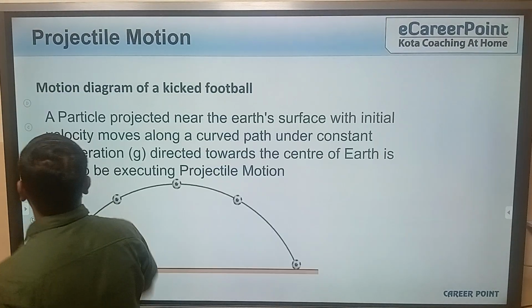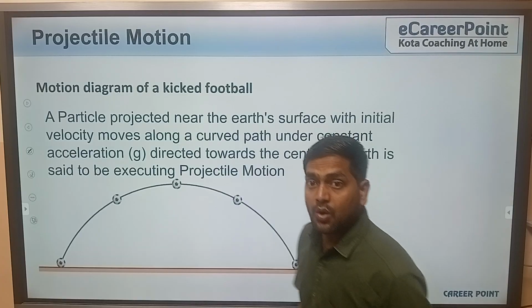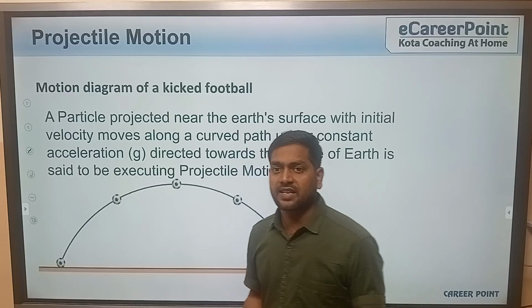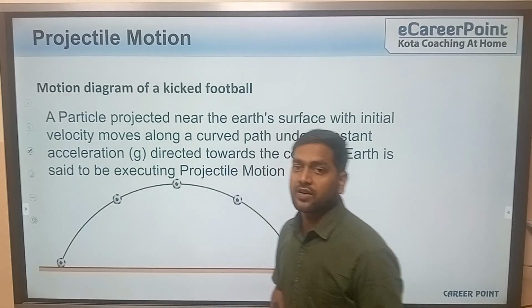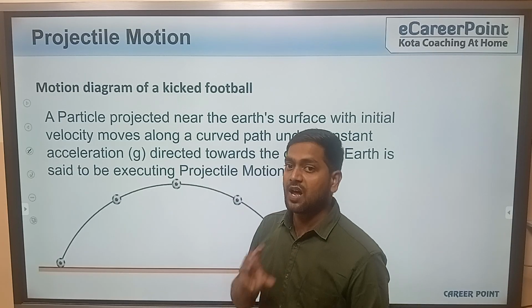Yes. Next we'll see here we are having the motion diagram of a kicked football. We all play some games, right? Let us take cricket. Cricket means a bowler will bowl the ball.